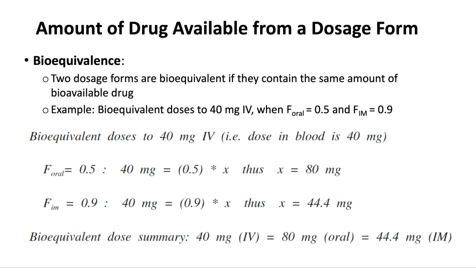And so to summarize all this, now to come back to the term bioequivalent, what we can say is that a 40 milligram bioequivalent dose would be 40 milligrams IV would be the same as 80 milligrams oral and 44.4 milligrams IM. All four of those doses, 40 milligrams IV, 80 milligrams oral, and 44.4 milligrams IM, would all produce the same degree of effect and the same way, and they are bioequivalent. So that is a way that you can use this availability factor, F factor, to be able to determine different bioequivalent doses for different routes of drug administration.